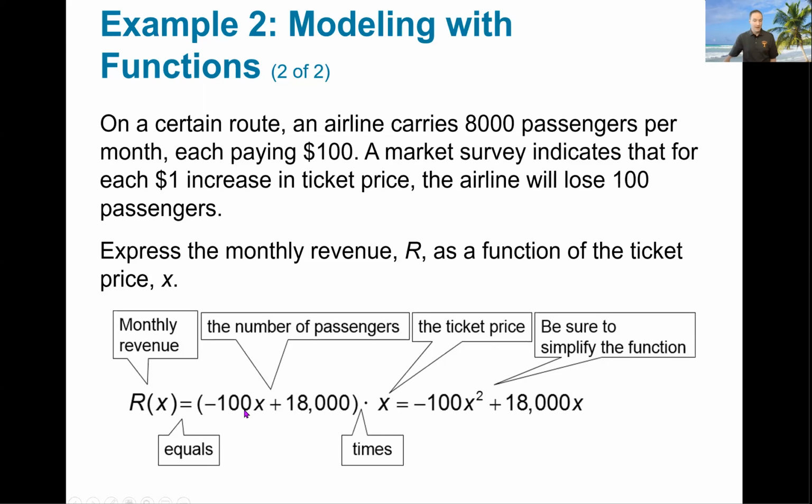I can say, well, that's the number of passengers. Revenue is going to equal the number times the price that they paid, which is defined to be x in the problem. So then I would always want a simplified polynomial answer. So I distribute the x through there, and I get that my revenue function would be negative 100x squared plus 18,000x.